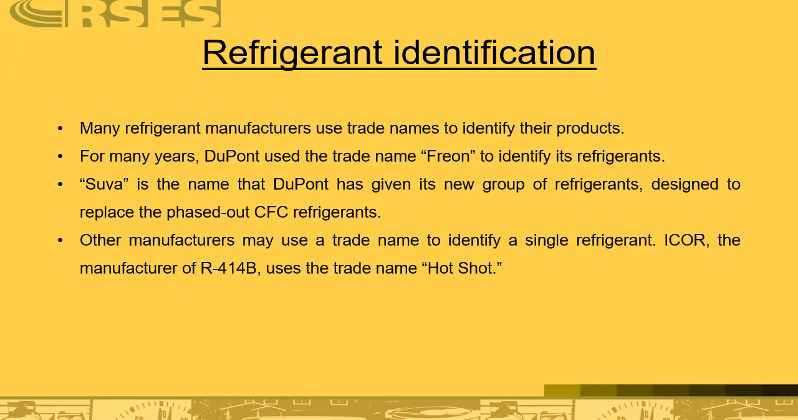Suva is also a name that DuPont has given to a new group of refrigerants designed to replace phased-out CFC refrigerants, which I think are now also on their way out. Other manufacturers use trade names to identify a single component, like Icor, the manufacturer of R414B, which uses the trade name Hotshot. There are so many names out there, it's frankly hard to keep track of all this stuff.